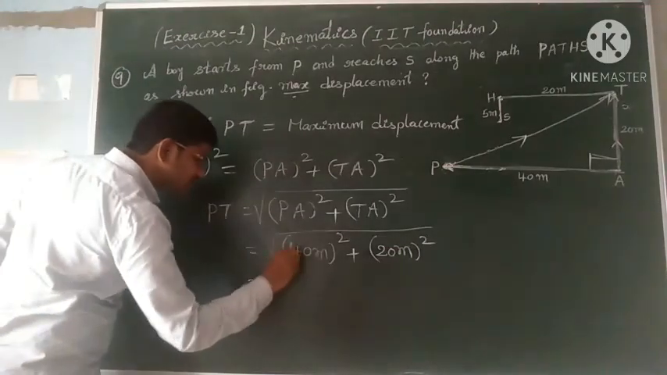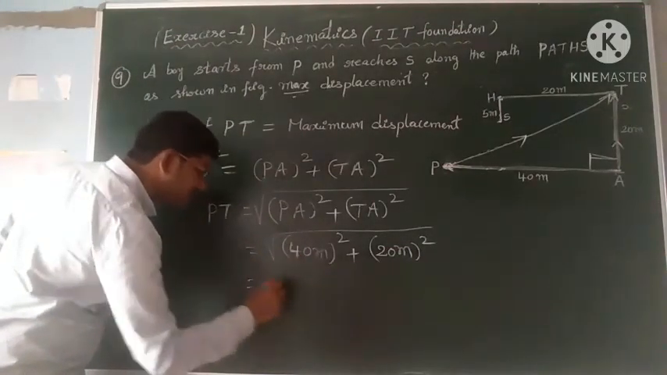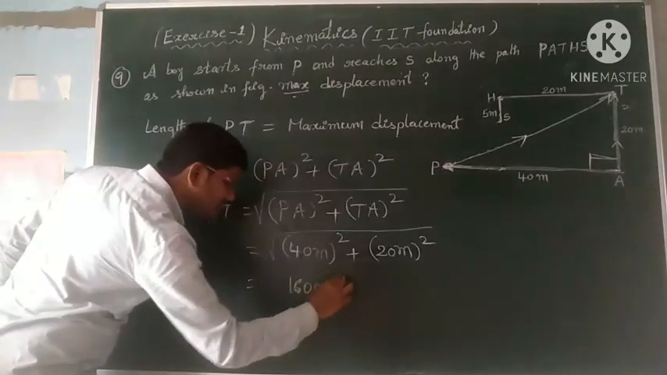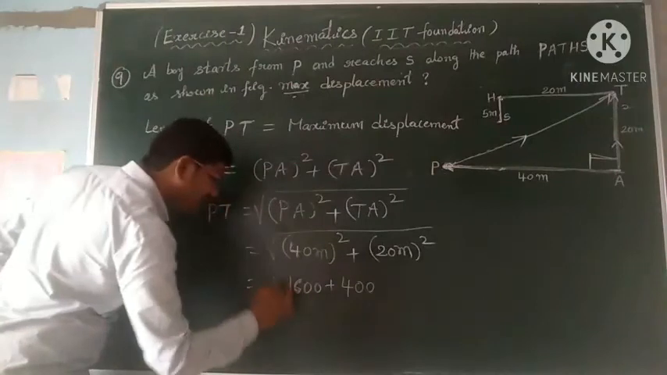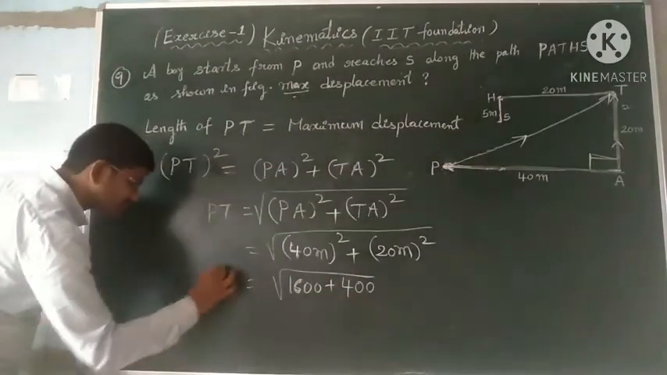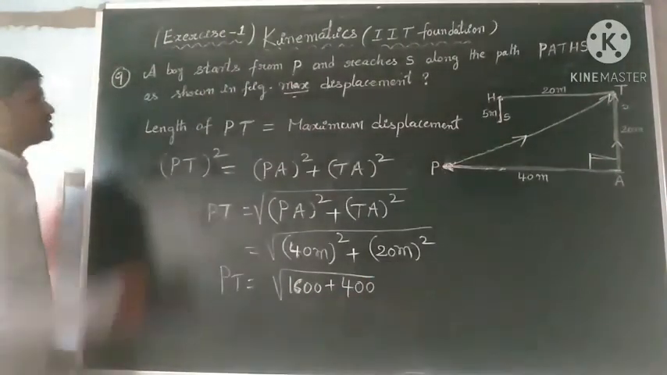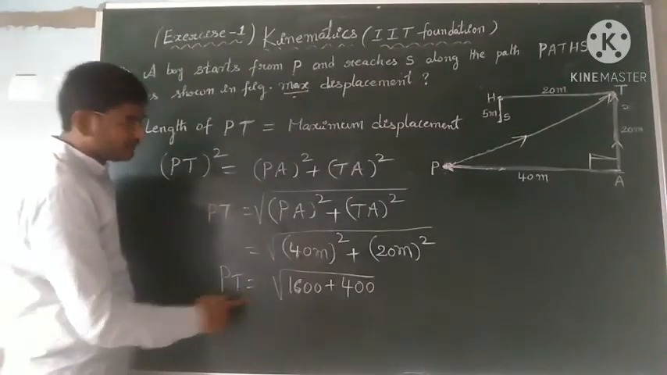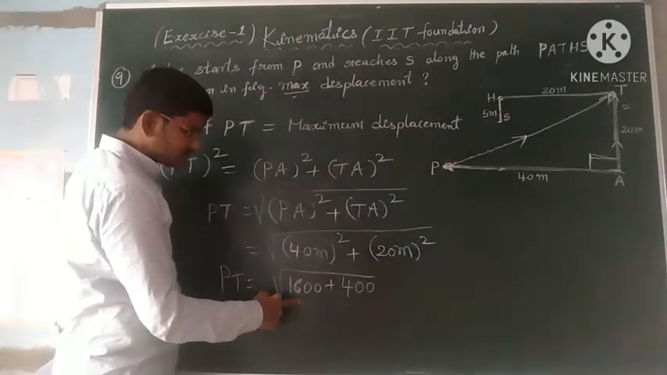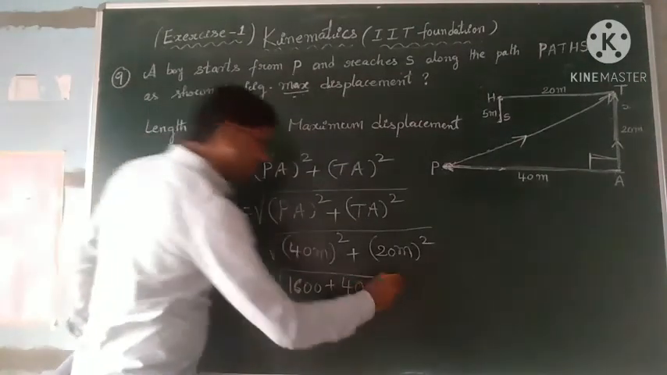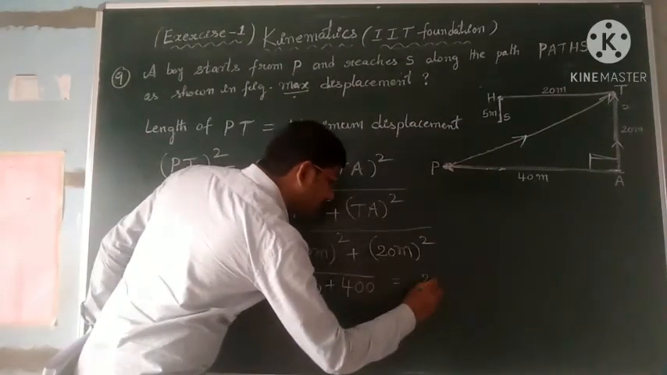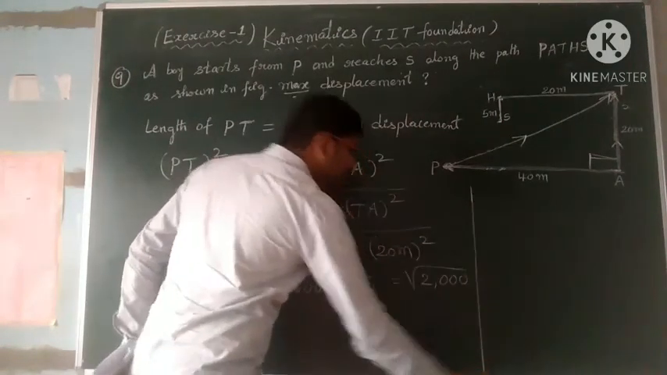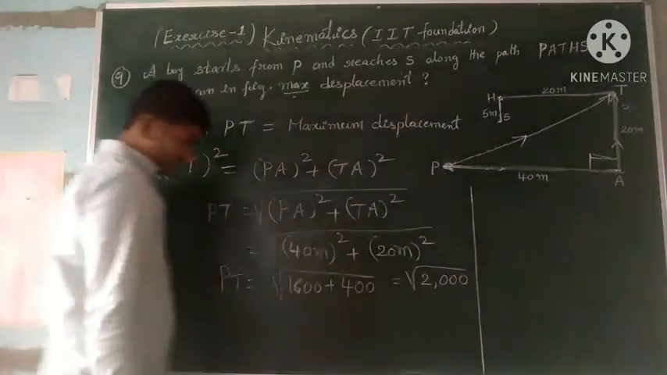40 square is 1600 plus 20 square is 400. So the length of PT is the maximum displacement, that PT we want to find. 1600 plus 400 will become 2000. So root 2000 value I want now.